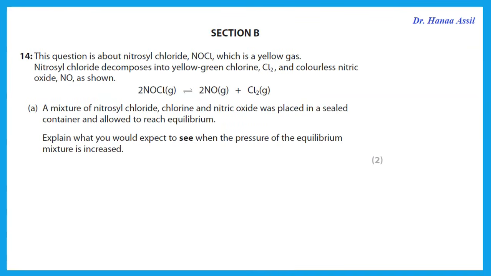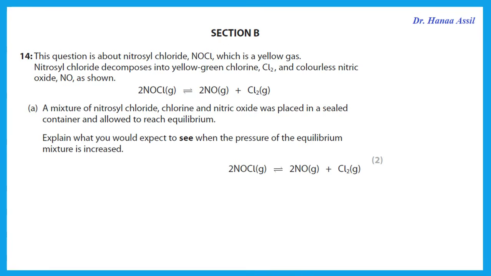Question 14 says, this question is about nitrosyl chloride, which is a yellow gas. Nitrosyl chloride decomposes into yellow-green chlorine gas and colorless nitric oxide as shown. A mixture of nitrosyl chloride, chlorine, and nitric oxide was placed in a sealed container and allowed to reach equilibrium. Explain what you would expect to see, the observation, when the pressure of the equilibrium is increased.